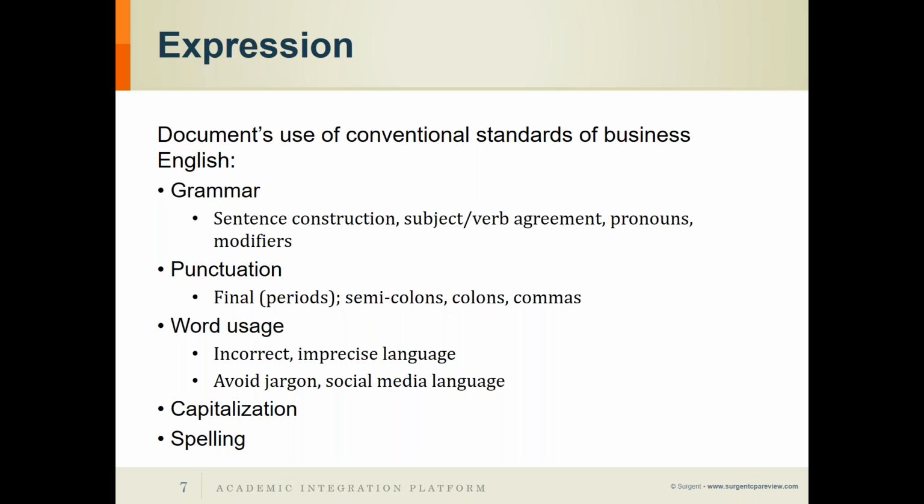Watch that you're using the proper word usage, that you're not using jargon, you're not defaulting to your social media, your Twitter, or your Facebook language. And that you're precise in your language, and that you're using the right form of the word. Like if you take the example of the word there, it could be possessive, or it could be a place that you're pointing to. So you want to make sure that you are using the proper words.